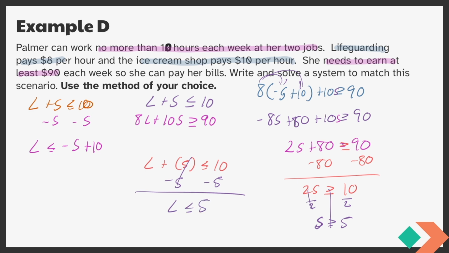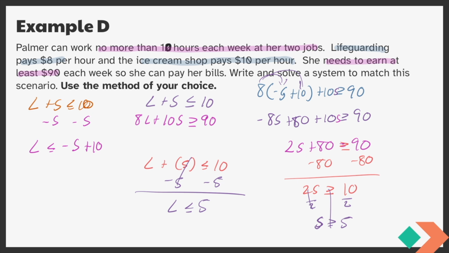All right, so now I've got my answers. Remember, this is an inequality, so there's going to be lots of solutions that make this inequality true. So for lifeguarding, anything less than 5 will work. So if I'm working 1 hour, 1.5 hours, 2 hours, 3 hours, all of those are less than 5. For the shop, I've got to work anything that's greater than 5. So again, 5 would work because it's equal to, but I've got 6, 7, 8, 9, all of those are greater than 5, so that works out. If I had something like 4, though, that's not greater than 5, so that will not work.